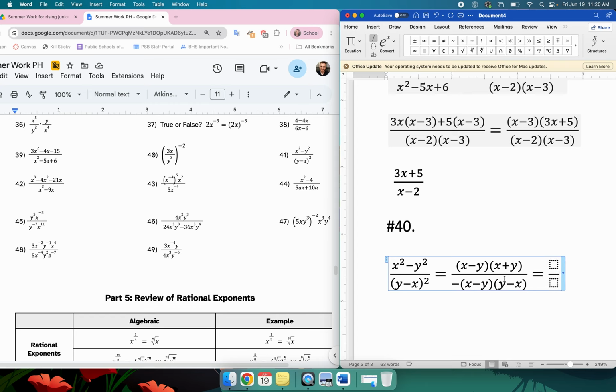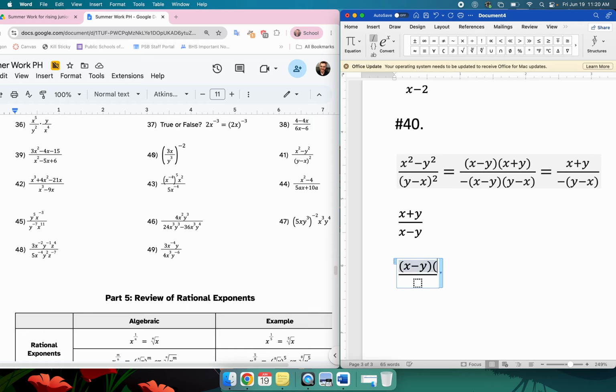So now I have an x minus y here and an x minus y here. Those guys cancel, and I'm left with x plus y over negative quantity y minus x. You might as well just distribute that minus sign. When you distribute the minus sign, you get negative y plus x, which of course is the same thing as x minus y.